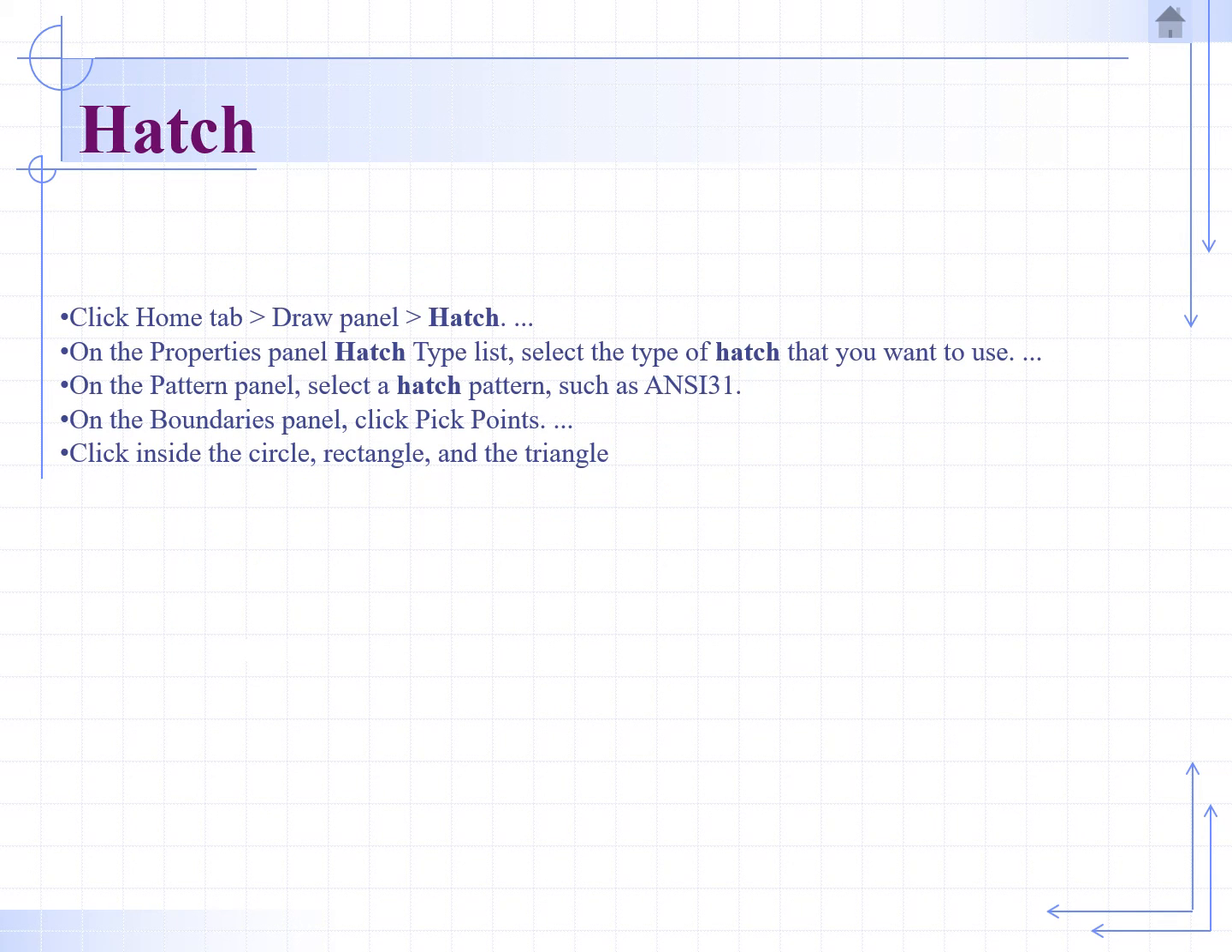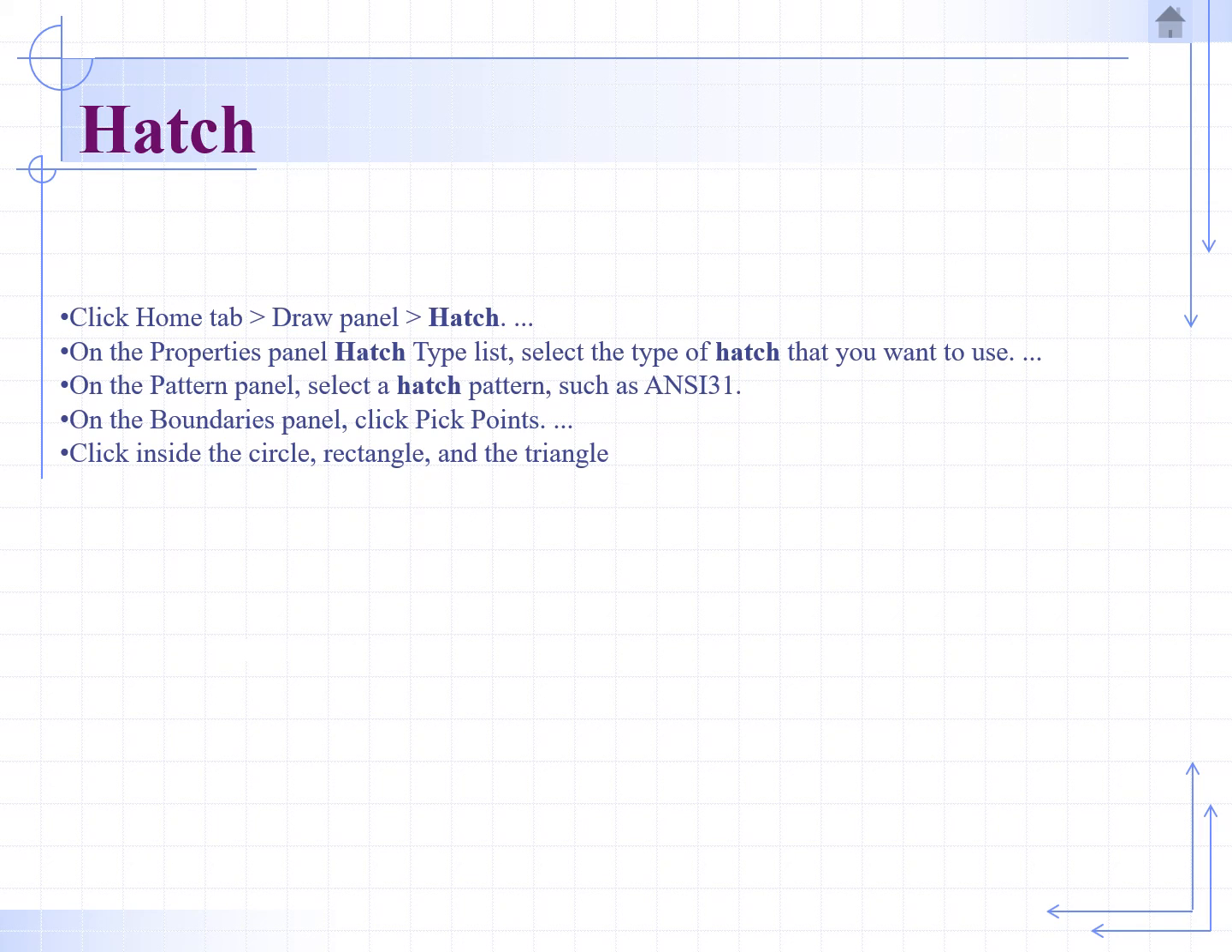And hatch. So when we actually get into filling in parts or doing some section drawings, we'll use some hatching. So if you go to the Home tab and Draw panel, you can look for hatch. And on the Properties panel, hatch, you'll see the hatch you want to use. One here, they give an example, is ANSI 31, so a type of steel.